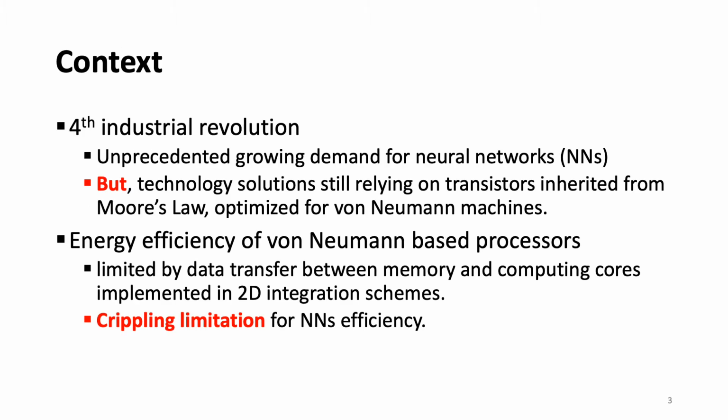In the context of the fourth industrial revolution, we face an unprecedented growing demand for neural networks, but technology solutions still rely on transistors inherited from Moore's law, optimized for Von Neumann machines, whose energy efficiency is limited by data transfer between memory and the computing cores because of their 2D implementation schemes. This is a crippling limitation for neural network efficiency.